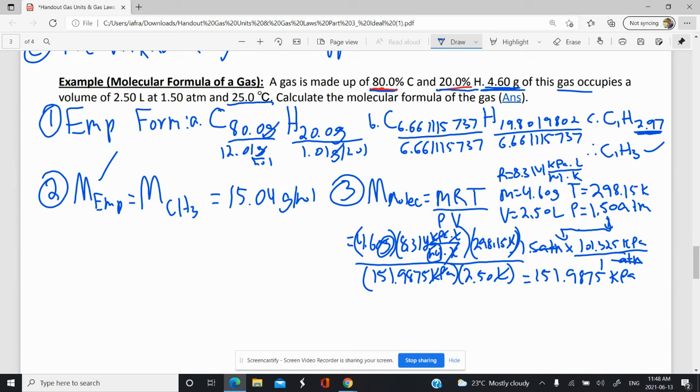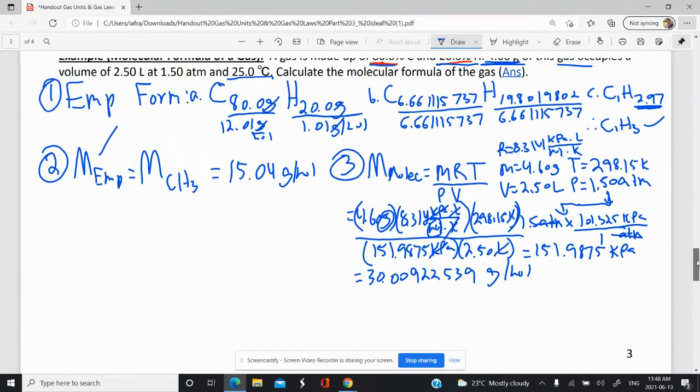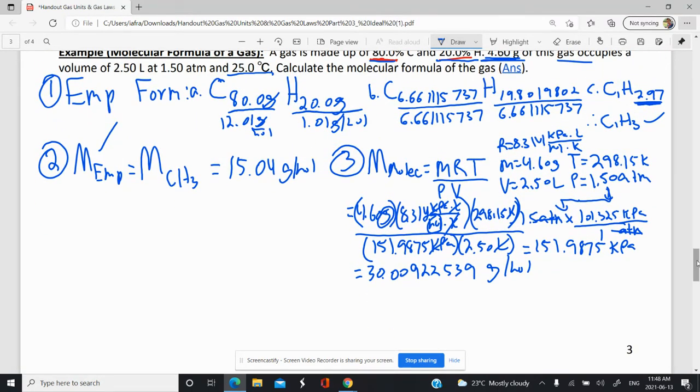So that's what we wanted. Let's go ahead and do that. 4.6 times 8.314 times 298.15 divided by 151.9875 divided by 2.50, and we get 30.000922539 grams per mole. So we found the molar mass of the molecular formula. That's what we're looking for there. That's our step 3.